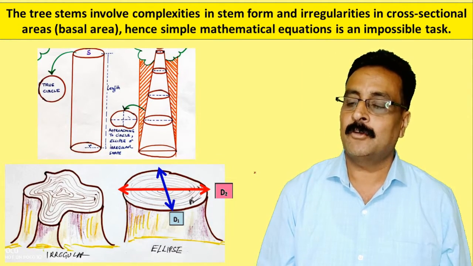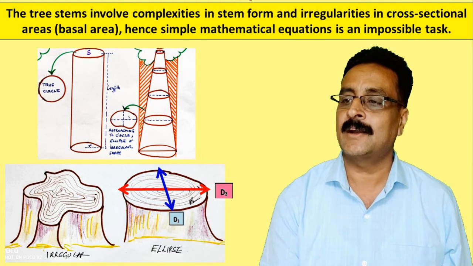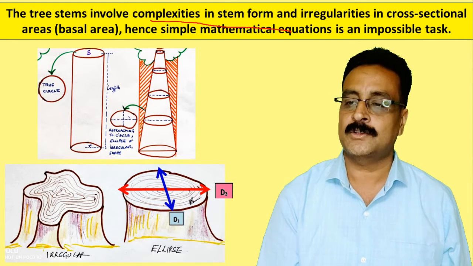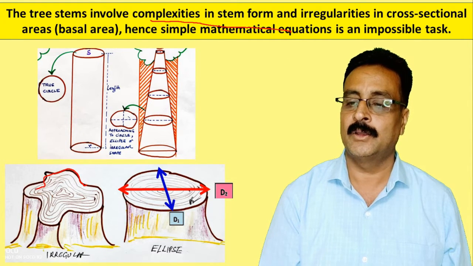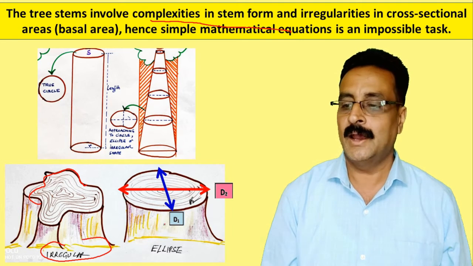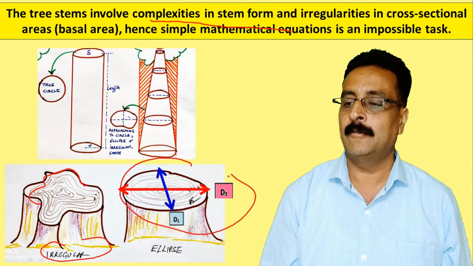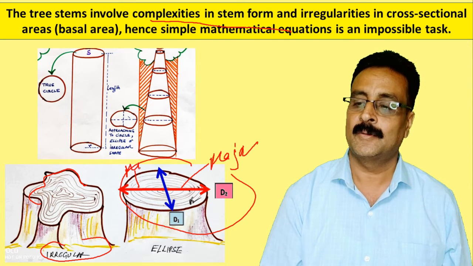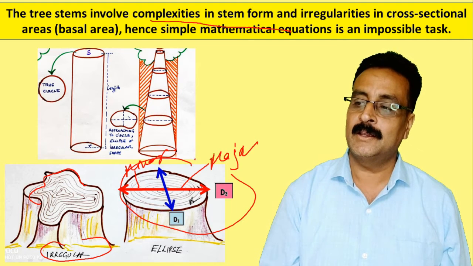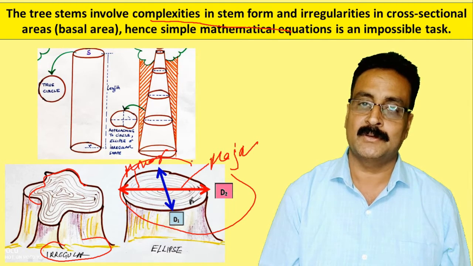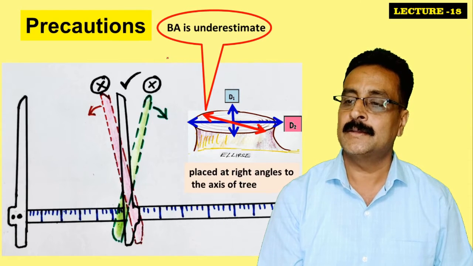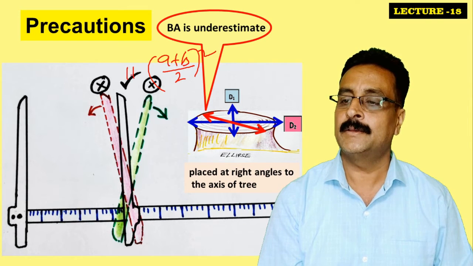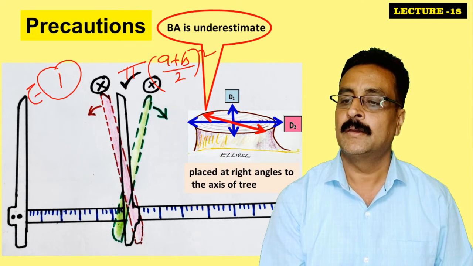So the tree stem involves complexities. A lot of complexities are there in a tree stem. If you see the stem form, irregular trees in the cross section, here you can see this is irregular. And if it is an ellipse also, one will have a major axis and one will have a minor axis. So a mathematical equation is an impossible task because there is some irregularity. Say ellipse 1, that is pi times the square of (a plus b) divided by 2. This is what we are taking with the ellipse 1 formula.